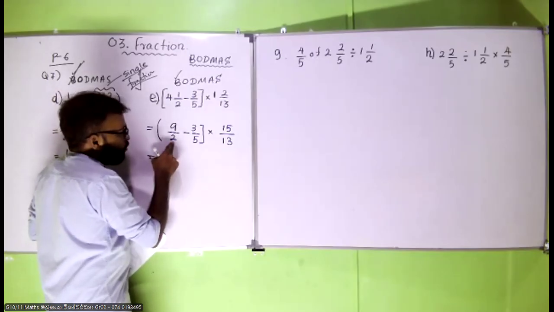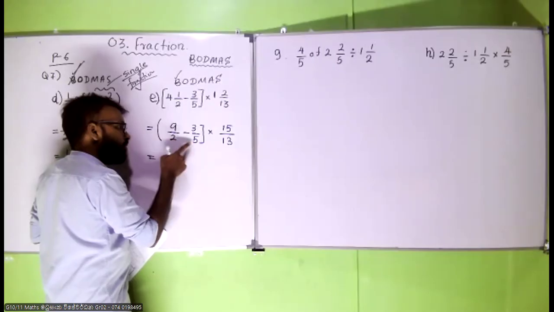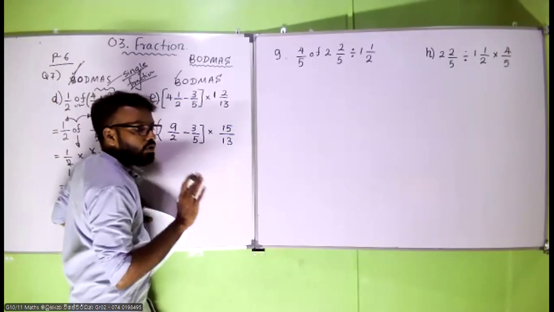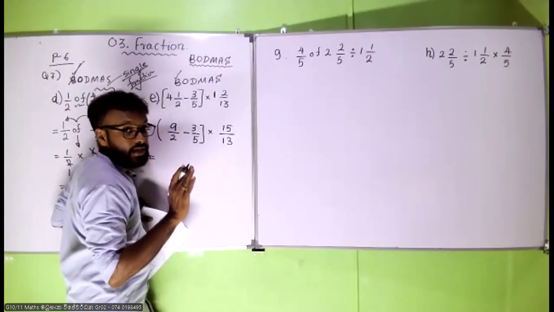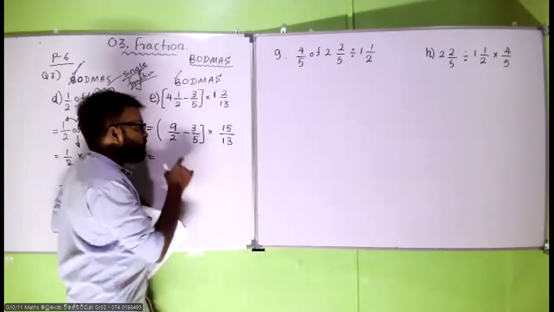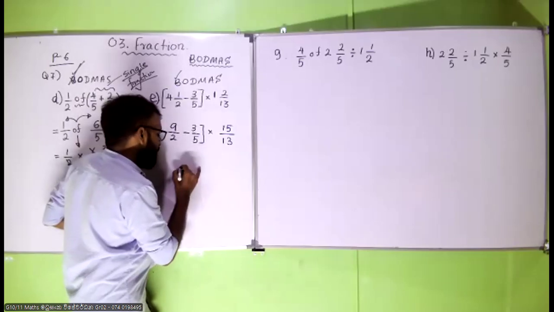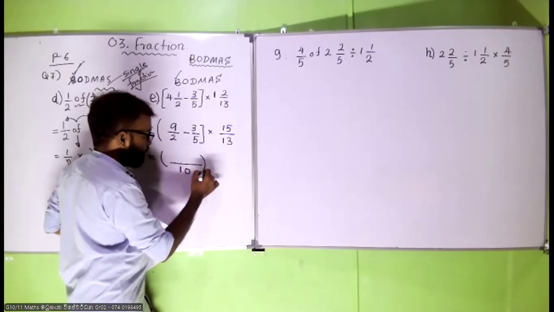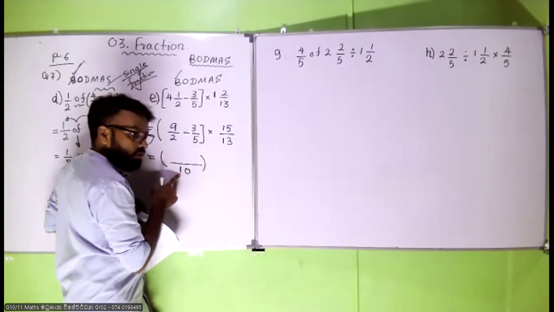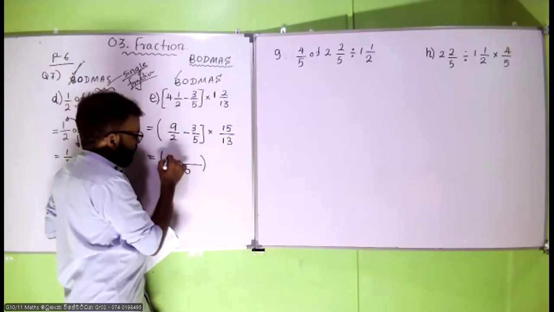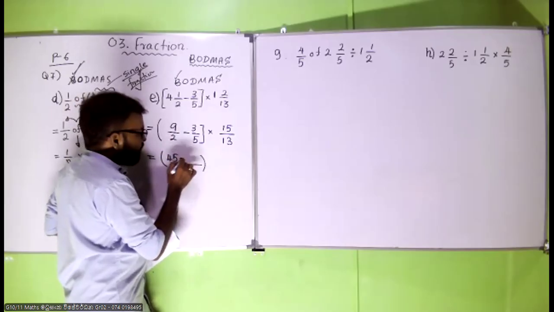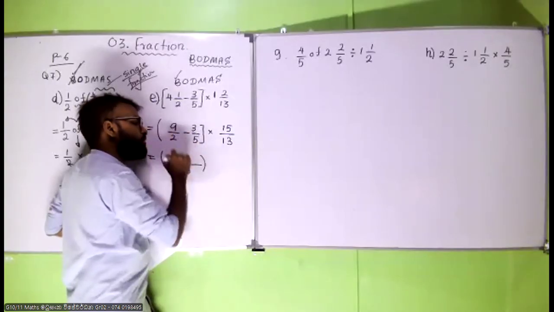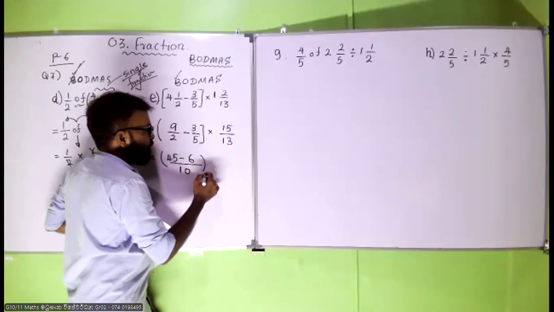Here 2 and 5. 2 is not a multiple of 5, and 5 is not a multiple of 5, so 2 and 5 do not have any common factors. So 2 times 5 gives 10 as your common denominator. Put brackets. How many 2's are there for 10? 5. 5 times 9, 45. How many 5's are there for 10? 2. 2 times 3, 6.